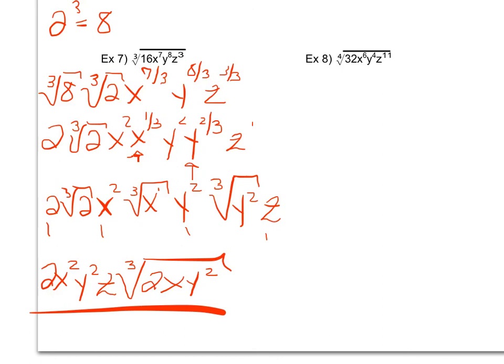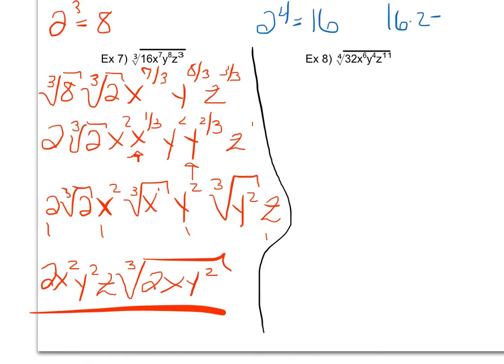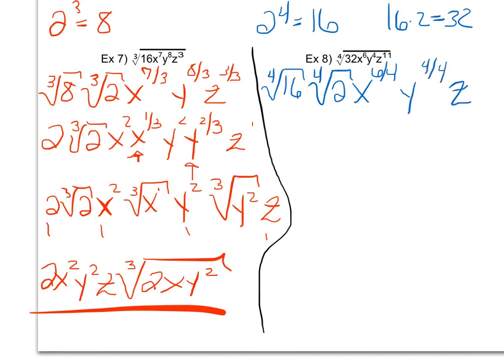And then finally, looking at the last example here, I'm going to break it down and say, well, does 32 have any perfect 4ths? Well, 2 to the 4th I know is 16, and 32 is divisible by 16. 16 times 2 is 32. So I will rewrite this as the 4th root of 16 times the 4th root of 2, x to the 6 over 4, y to the 4 over 4, and z to the 11 over 4.